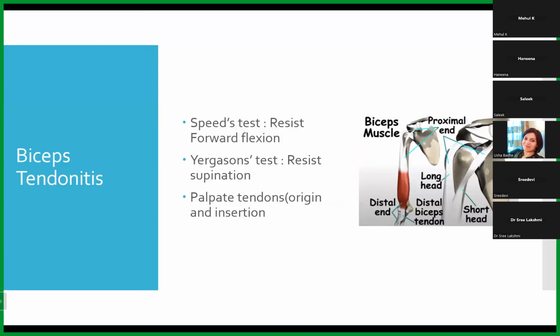Next, going into biceps tendinitis. For any tendinitis of the biceps, as you can see in the image, we have the proximal and the distal end. We have the Speed's test and the Yergason's test that are used to look for any biceps tendinitis.